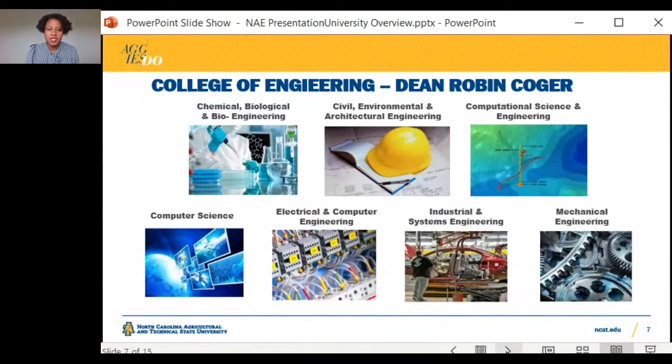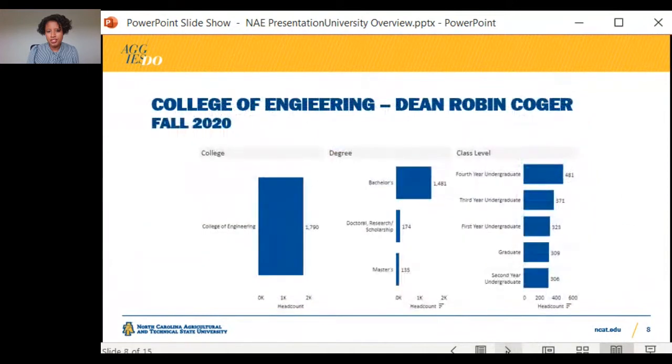To speak to you today specifically about our 3+2 programs in the College of Engineering, our engineering programs are led by Dean Robin Koger, of which we have chemical, biological, and bioengineering, civil, environmental, and architectural engineering, computational science and engineering, computer science, electrical and computer engineering, industrial systems engineering, and mechanical engineering. Our College of Engineering enrollment is featured here on this slide. We have approximately 1,800 students in our College of Engineering, which includes both graduate and undergraduate programs.